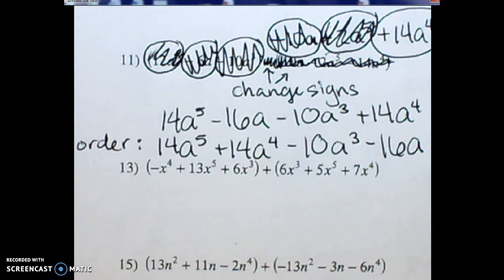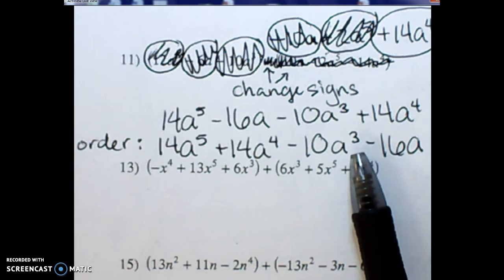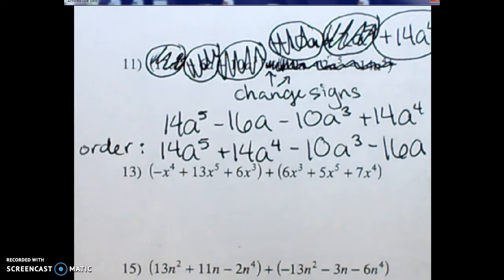You're not always going to have every single exponent counting down. So if you notice in our problem, we had a to the third, but there was no a squared. That's fine. You don't have to have every single number to count down. Okay?